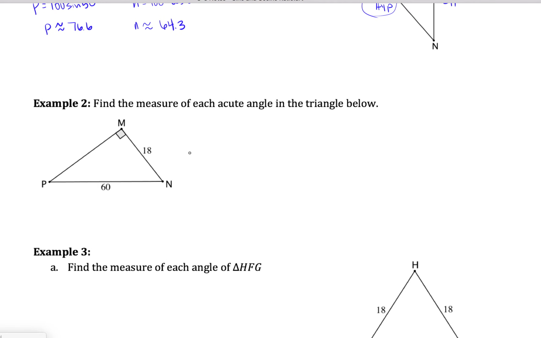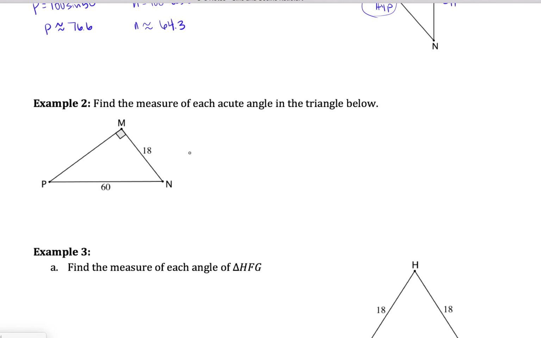So here's what I'm going to set up. I'm going to say that from the perspective of angle P, this would be the opposite leg, and of course this is the hypotenuse because it's across from the right angle. So I can say that the sine of angle P would be whatever MN divided by PN gives me.